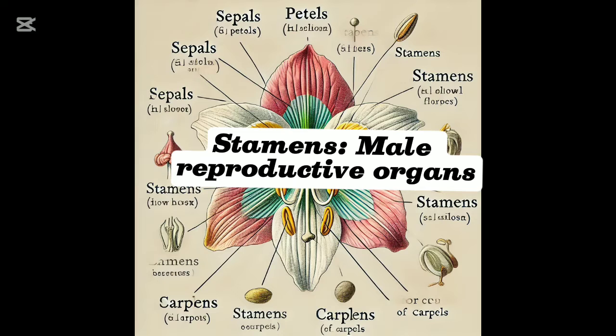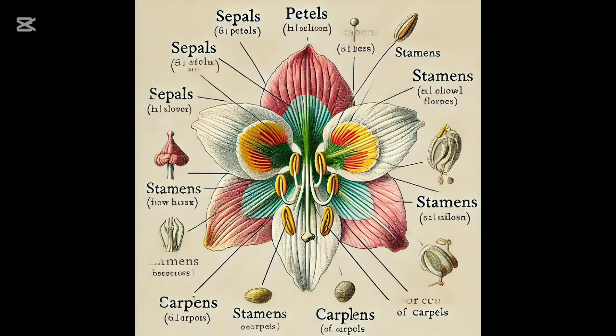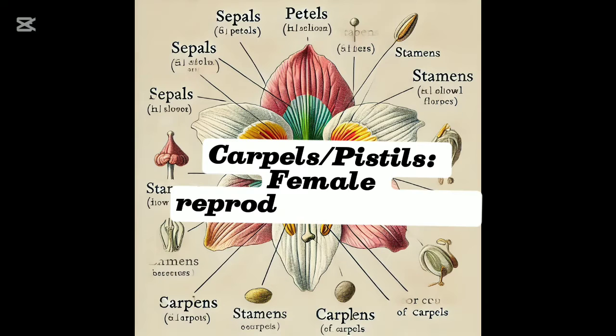Stamens. These are the male reproductive organs of the flower. Each stamen has two parts. The anther, which produces pollen grains. The filament, which supports the anther.